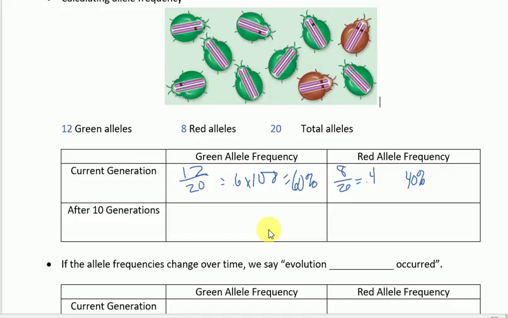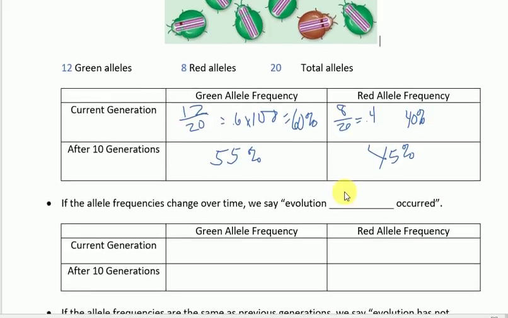So basically, you know what it is currently. Then if you look after 10 generations, it's always going to drop. So basically, it would be, let's say, a change down to 55% here, and 45% here. So you can see it still equals that 100%. It's not always going to be a decrease. It could be an increase as well.